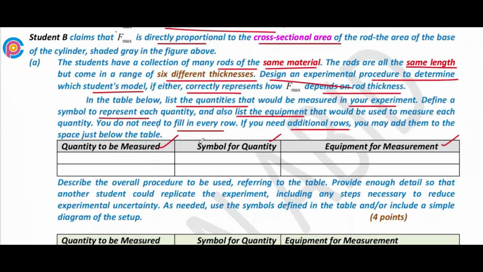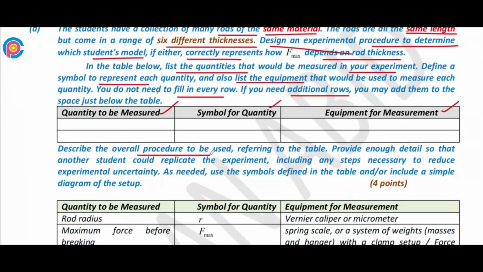Next, describe the overall procedure to be used, referring to the table. Provide enough detail that another student could replicate the experiment, including any steps necessary to reduce experimental uncertainty. As needed, use the symbols defined in the table or include a simple diagram of the setup.